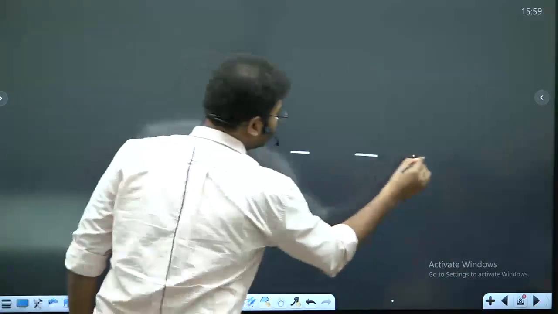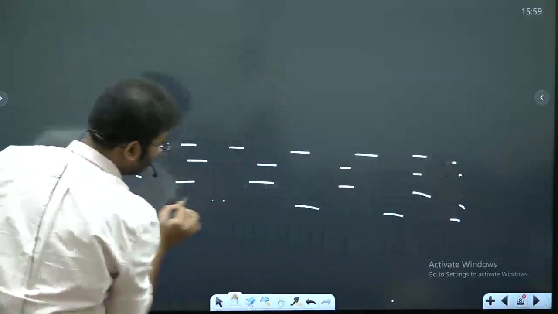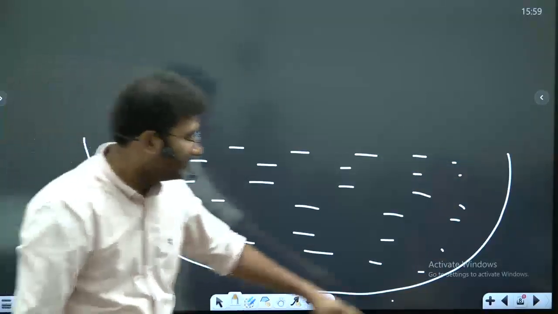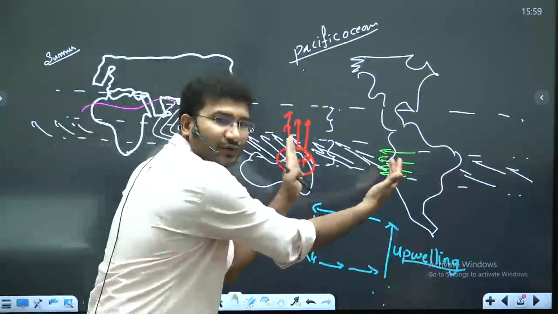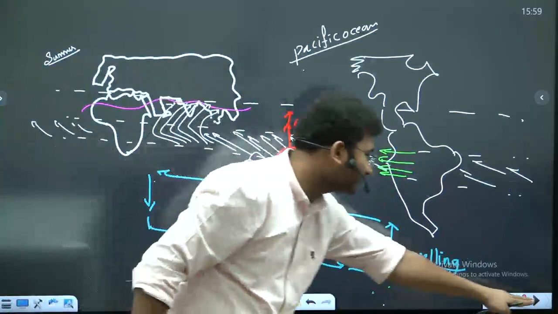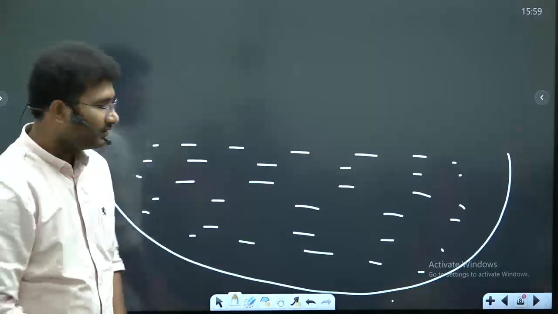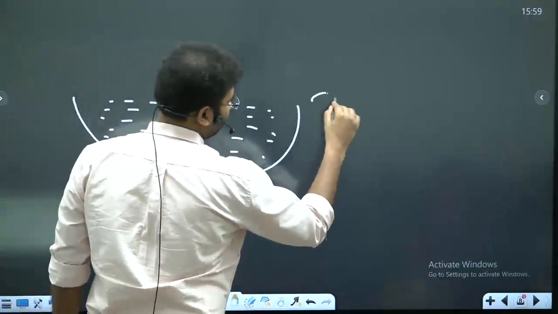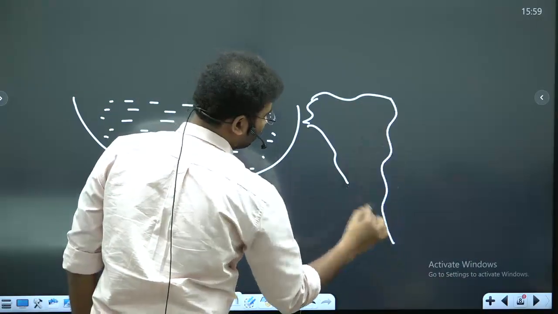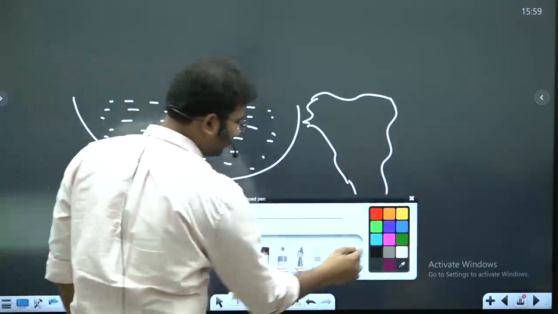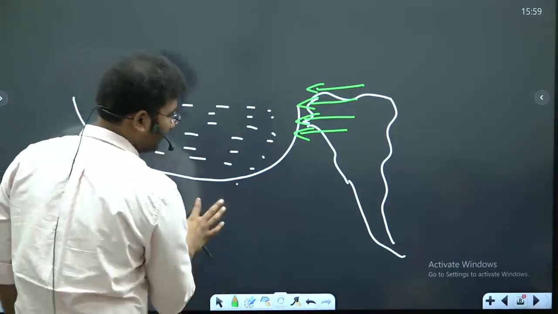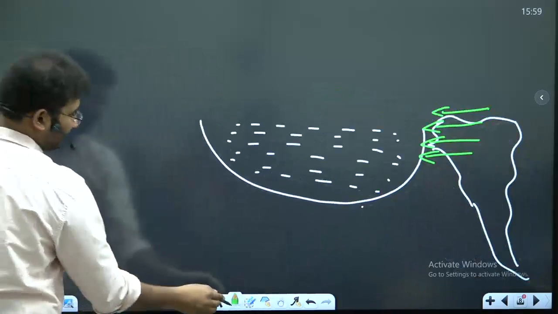For example, if you see, imagine this is your sea. ठीक है, ये आपका sea है. ठीक है. I have taken this part of the ocean, the Pacific Ocean, and I am showing you this Pacific Ocean here. Right? So, एक तरफ ये मान के चलो, here you have South America. What kind of winds do you have here? Onshore, offshore? Offshore winds. And here you have Australia.